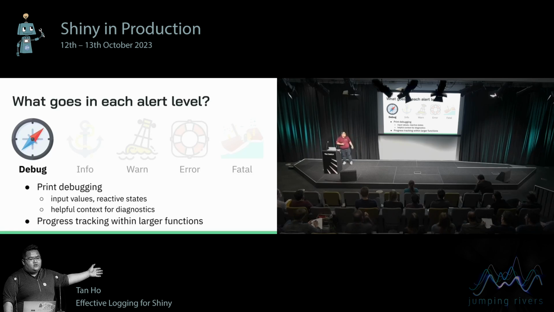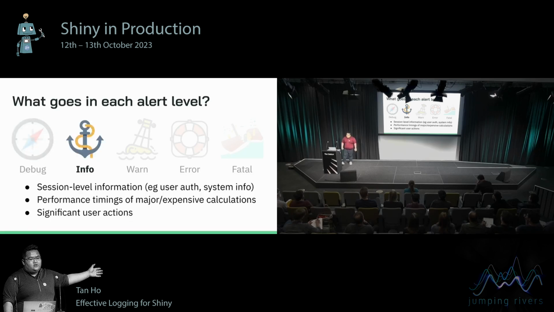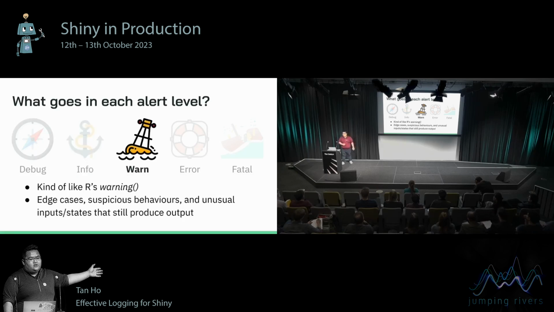It also is where I would put things like progress tracking within larger functions. You don't always need to do that necessarily, but for larger functions that run entirely within your app, this is where I would put it. Info levels for session level stuff. So this is where I would put that, like user authentication information, system information, package information. It's where I'd put performance timings of the major or expensive calculations, and it's also where I would track significant user actions. So if they're visiting this page, triggering some button, that's where that would go.